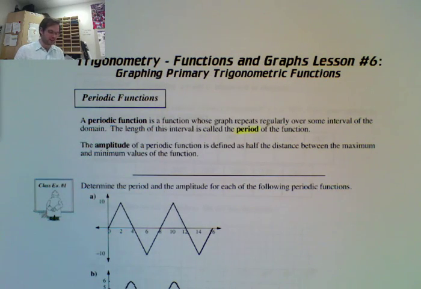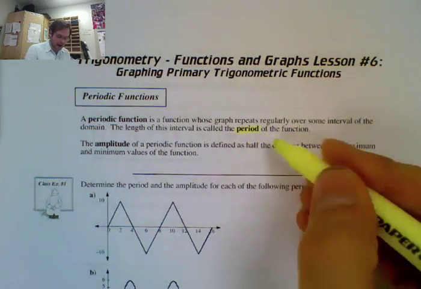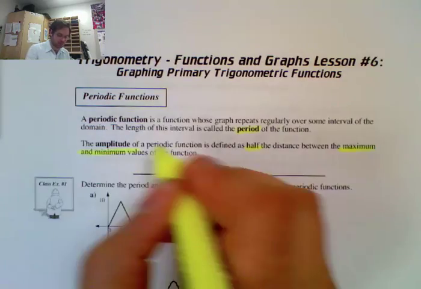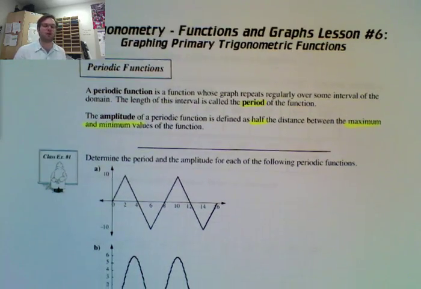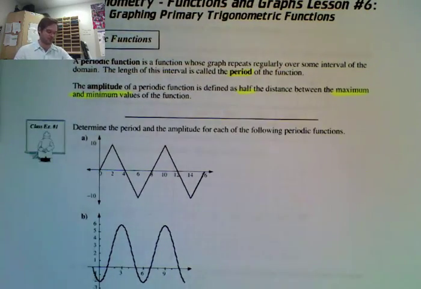Okay? Now what is an amplitude? Another key term. An amplitude of a periodic function is defined as half the distance between the maximum and minimum values of the function. So it's half of the difference between the max and minimum values of the function. So now, determine the period and amplitude for each of the following periodic functions.